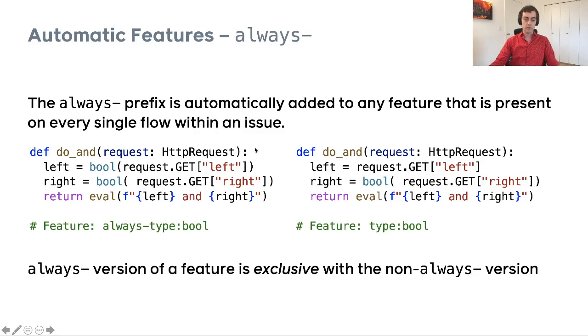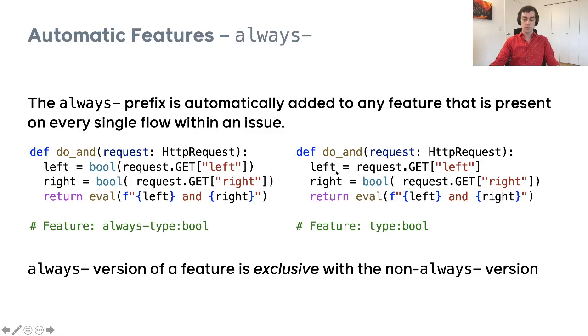So for example, if we're doing this simple remote code execution operation here, or something that looks like remote code execution, we have both a left value and a right value, which are both user-controlled data. So we have two sources going into one sink here. Both flows, in this case, pass through conversion to Boolean. And so we'd end up with a feature that says always type Boolean because every branch passed through that conversion.